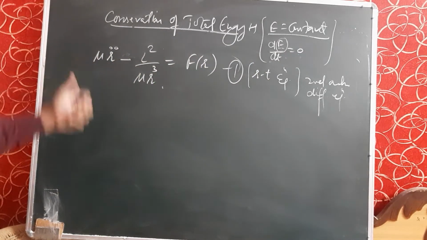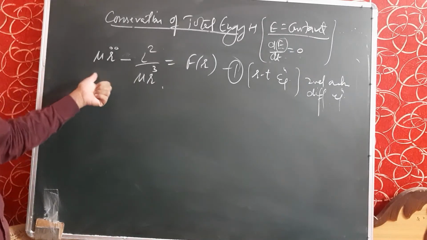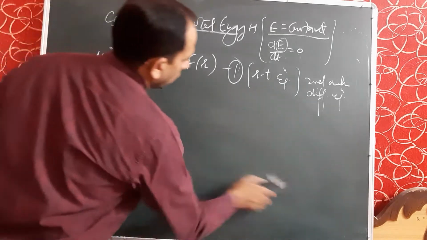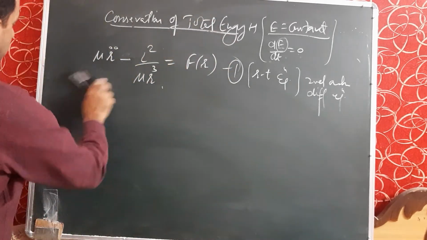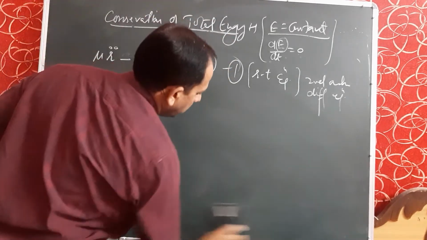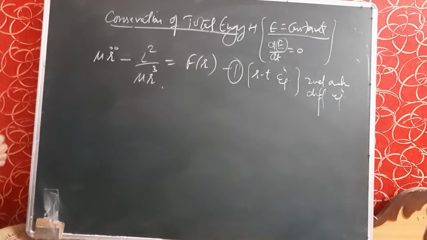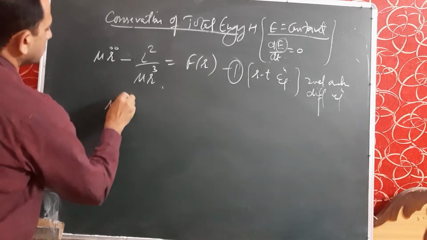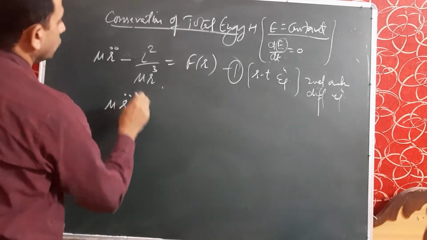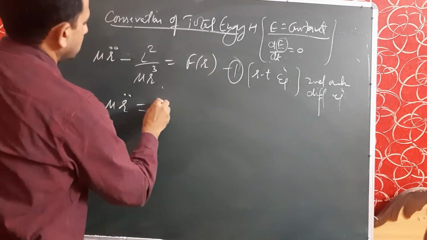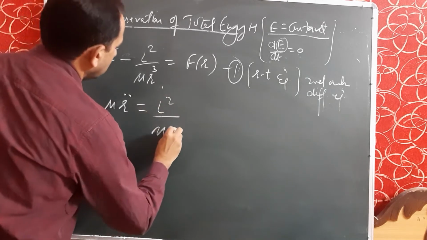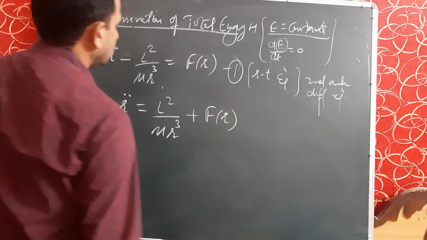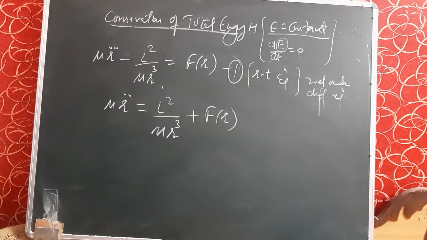So how can we prove it? We will reduce this equation into the equation of energy. So how is it possible? We can make it possible by using derivatives. First of all, this equation may be written as mu r double dot is equal to, this term goes on the right hand side, L square upon mu r cube plus f of r.